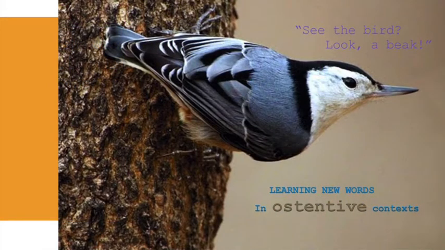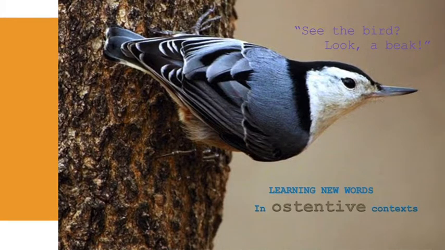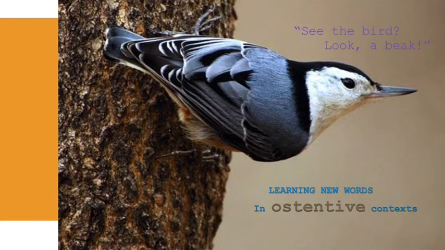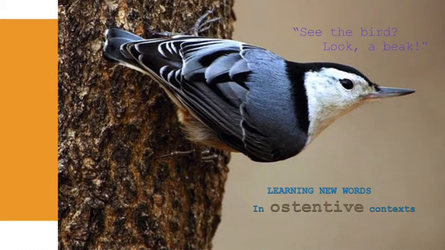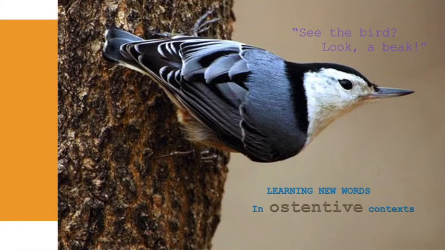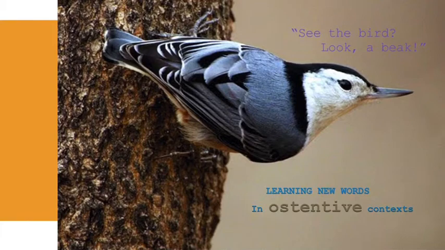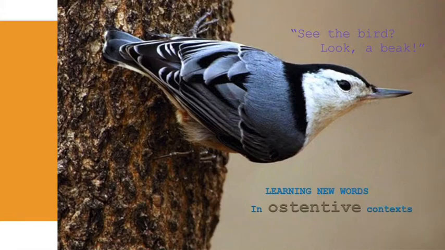Imagine that you are in the backyard looking at the bird with the child. You're pointing to the bird and saying to the child, "See the bird? Look, a beak." This is a great example of an ostensive context for the child to learn the word beak. Beak is a less frequent word than bird. Although the child might not be able to say the word, probably it is easier to understand the word beak. So it can become a receptive vocabulary. Receptive vocabulary is the word that the child understands.